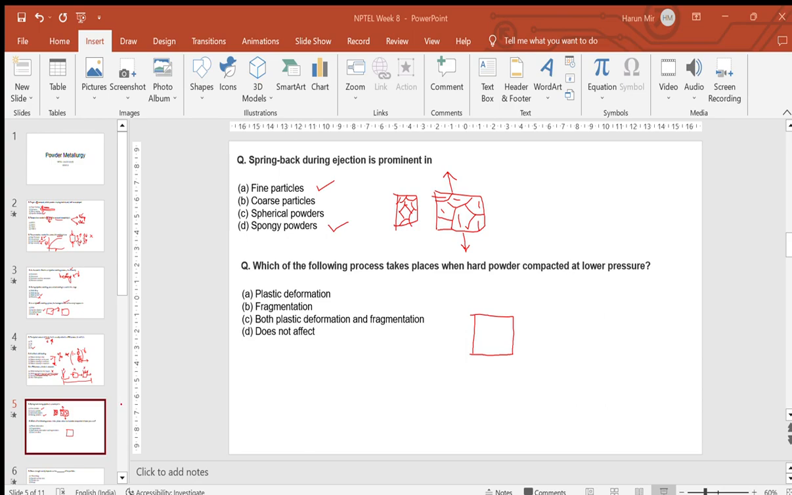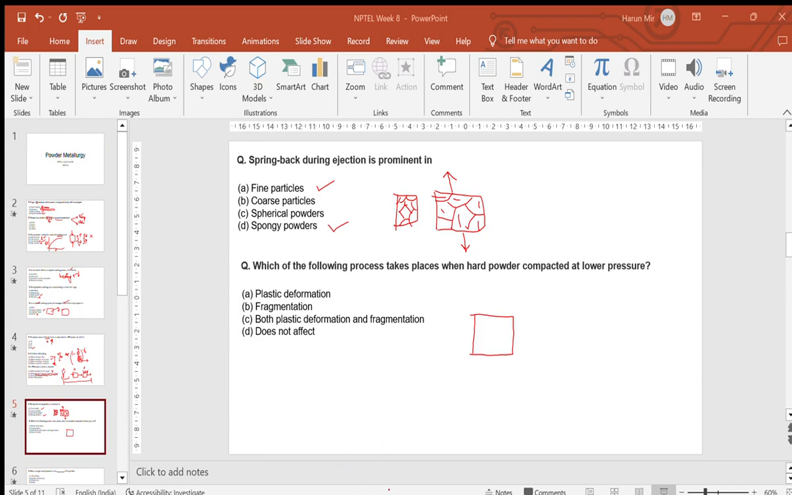For soft powders, when you are trying to compact the mixture, there are chances that first it will go through rearrangement. After rearrangement, there will be elastic deformation, and then there will be plastic deformation, and this plastic deformation helps in the compaction process for soft powders. But for hard powders, initially at low pressure, they will undergo plastic deformation.